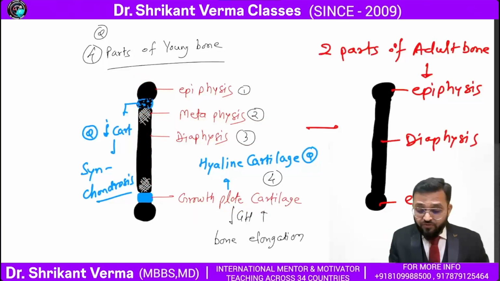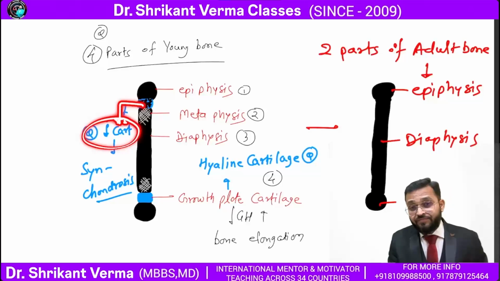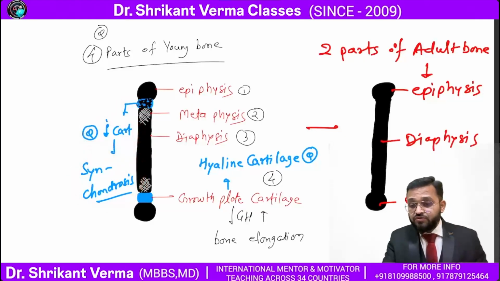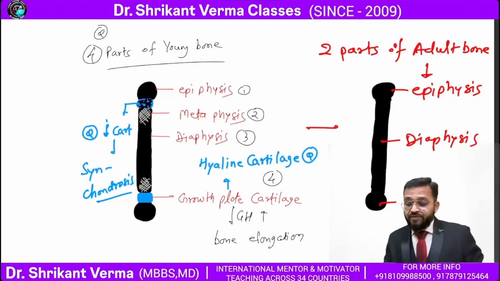Question. This is a PYQ. Which type of joint is found in between the epiphysis and the diaphysis? Primary cartilaginous. It is also known as a synchondrosis. Agree? Okay, sir. Now catch this one.